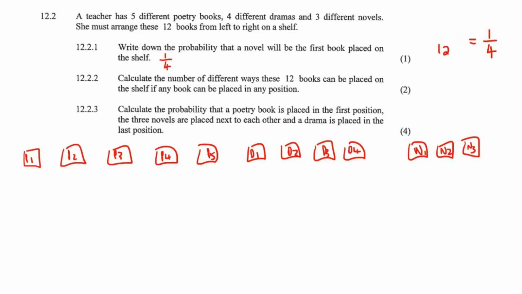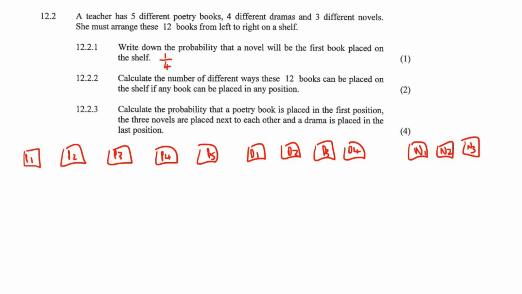Then the next question is, for 2 marks, calculate the number of different ways that these 12 books can be placed if any book can be placed in any position. Okay, so there's no repetition. Remember, these books are all different. I mean, they even said here, different. So it's like Macbeth, The Great Gatsby, The Crucible. I don't know what books you guys read these days, but they're different books, okay?